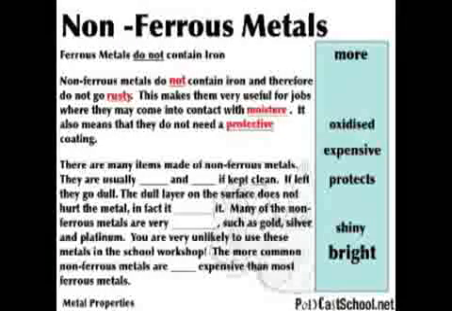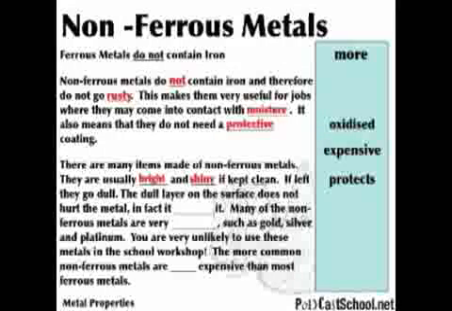There are many items made of non-ferrous metals. They are usually bright and shiny if kept clean. If left, they go dull. Alright, so aluminium's a good example of that. The dull layer on the surface does not hurt the metal. In fact, it protects it.